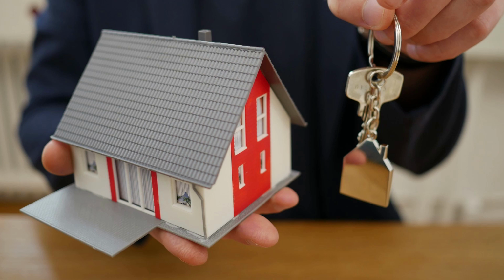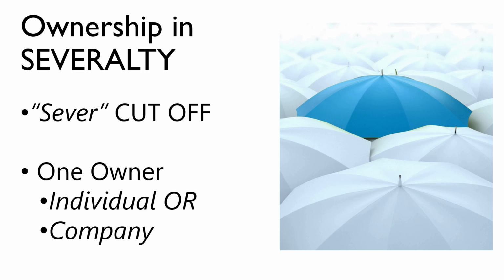When you are purchasing a house, this is now a conversation that we need to pause and review. If you're going to buy it by yourself, how you're going to own it is ownership in Severalty. Yes, on purpose, I break up those words because to sever means to cut off. This is how one individual owns a property, or one company. It is referred to as ownership in Severalty.